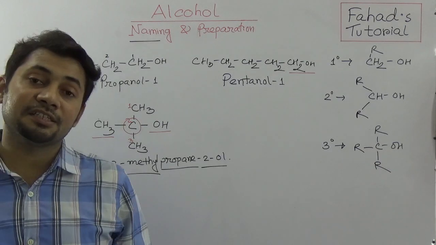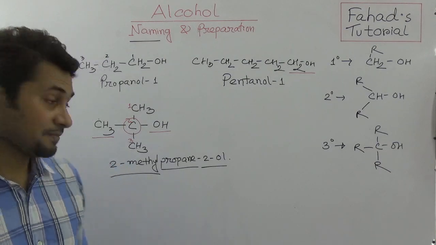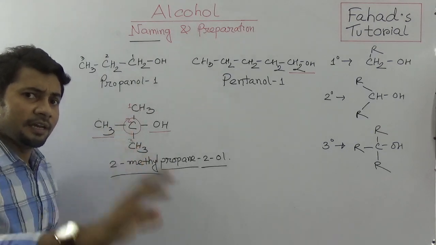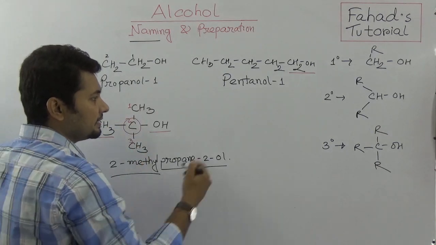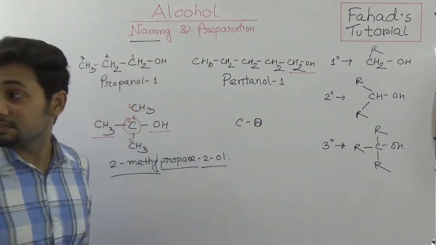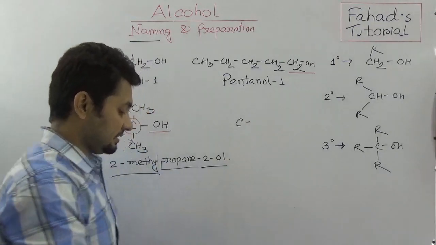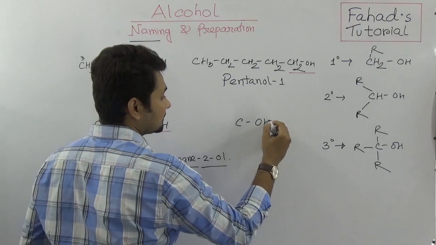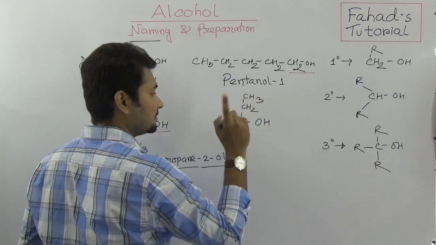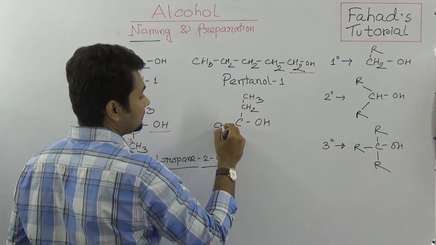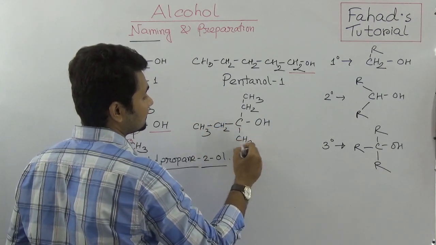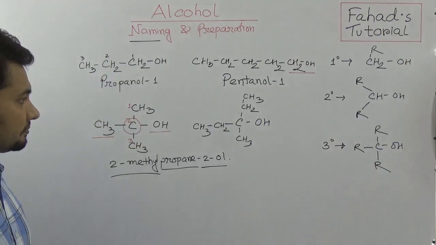According to the 1993 IUPAC system, we are naming it. So 1, 2, 3, whatever. Now you think simply that in these compounds only hydroxyl is present. Hydroxyl. So this hydroxyl, you see, CH2, CH3, CH2, CH3 and CH3, whatever.